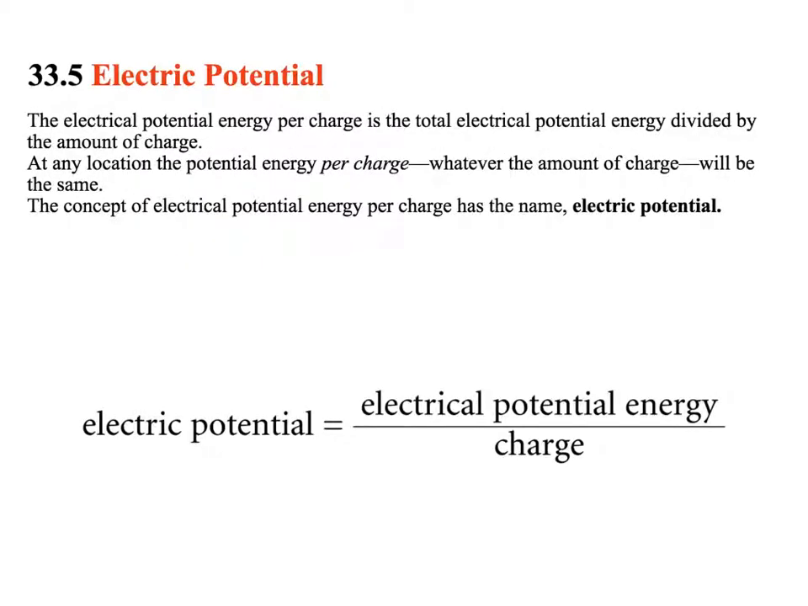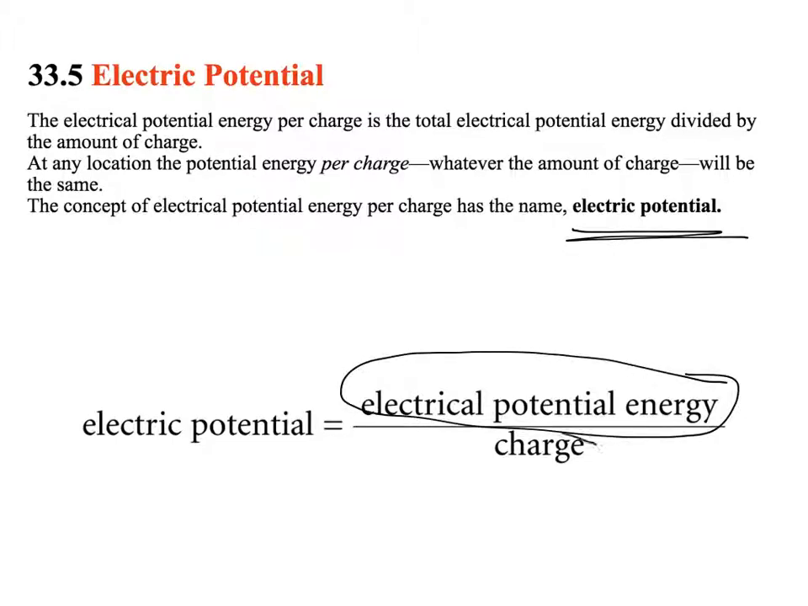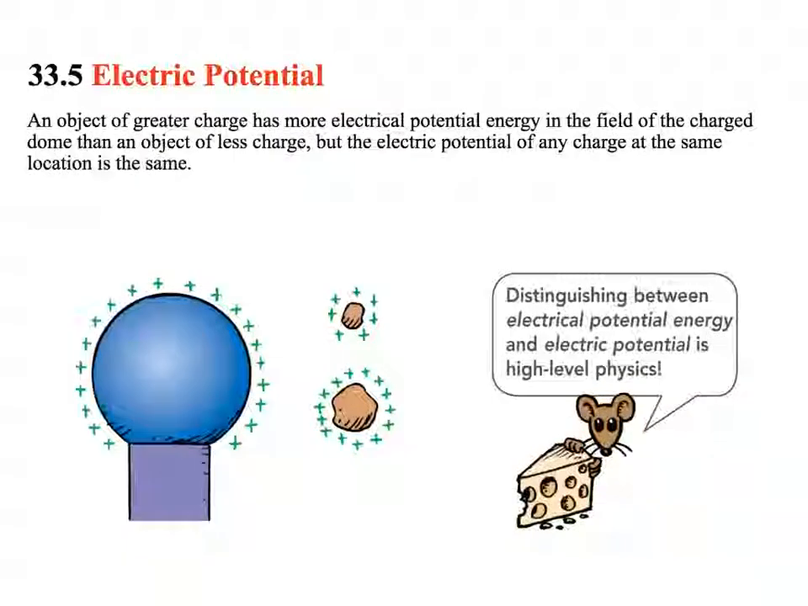The electric potential energy per charge is the total electric potential energy divided by the amount of charge. At any location, the potential energy per charge, whatever the amount of charge, will be the same. The concept of electric potential energy per charge has the name electric potential. So electric potential is our electric potential energy divided by the charge. An object of greater charge has more electric potential energy in the field of the charged dome than an object of less charge, but the electric potential of any charge at the same location is the same.